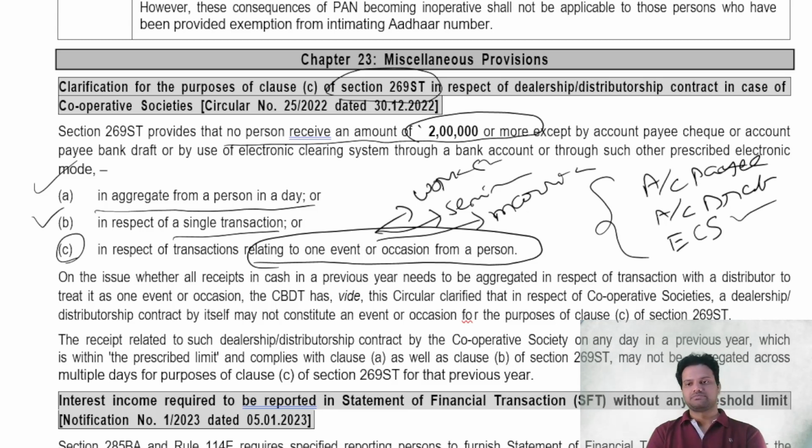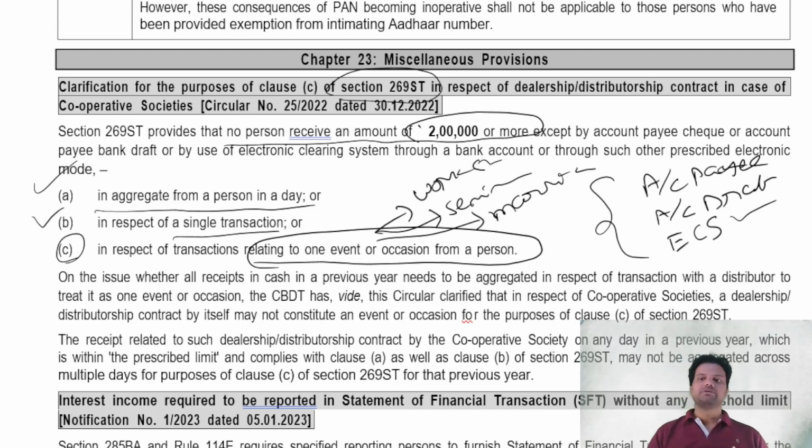This is the provision. Now what is happening is that this is impacting the business of cooperative societies. There will be a cooperative society and there are distributors. Usually these cooperative societies engage in the benefit of their members. Benefit of the members in the sense, for example, if the cooperative society is doing dairy farming, supplying milk, etc.